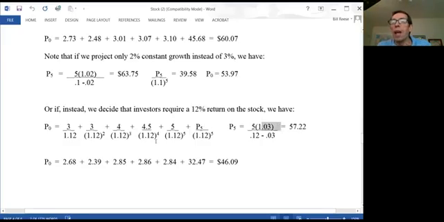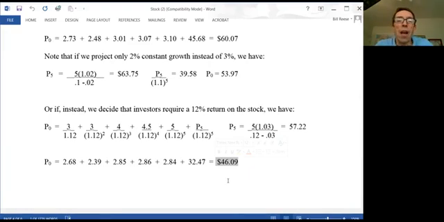All the projections are the same, but I'm now saying, I think the stock is a little bit riskier than I had thought. So I'm going to require a 12% rate of return rather than a 10%. Well, now the price of the stock, what I perceive to be the fair price of the stock, goes all the way down from $60.07 to $46.09. That's a huge drop. That's like 15, I don't know, 15, 20%, something in there. So you got a gargantuan drop in the price of the stock. Yeah, I think it's a 20% drop in the price of the stock because I require a 12% rate of return rather than a 10%.